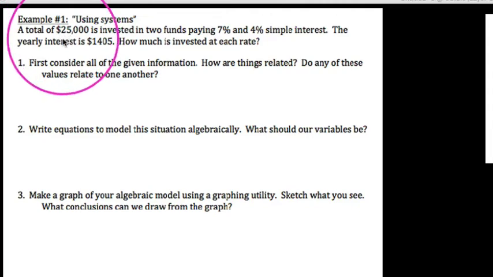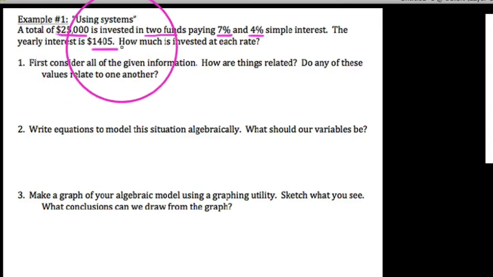So it says a total of $25,000 is invested in two funds, okay? Two funds paying 7% and 4% annually, simple interest. I'm going to underline any portion of this that I feel is going to be relevant, which basically means when you read through these, underline all number values. It says the yearly interest is $1,405. How much is invested at each rate?